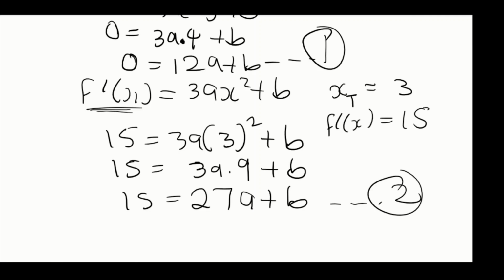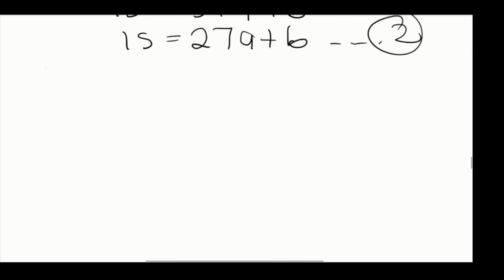So now you have equation 1 and equation 2, and you want to find the value of a and b. So you can use simultaneous equations to find the solutions here. So your equation 1 is 0 equals 12a plus b.